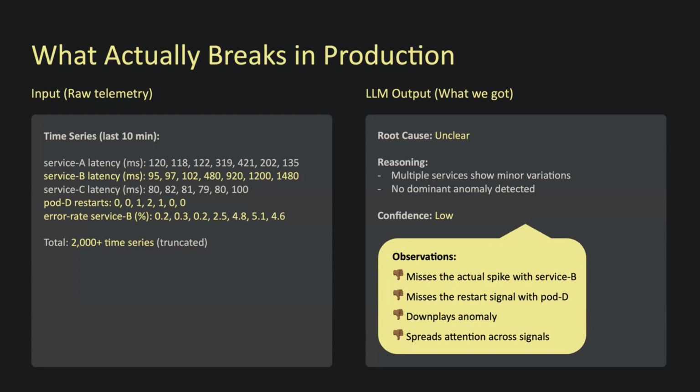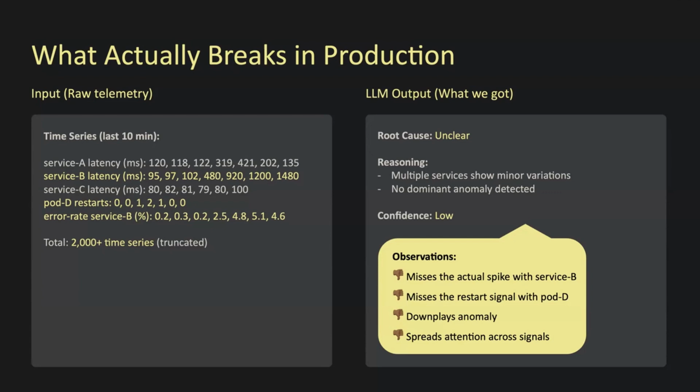So going back to this example, we see that it actually missed. If you look at the right-hand side, it says the root cause is unclear with very low confidence, and it completely missed the actual spike with service B. It missed the restart signals with pod D.